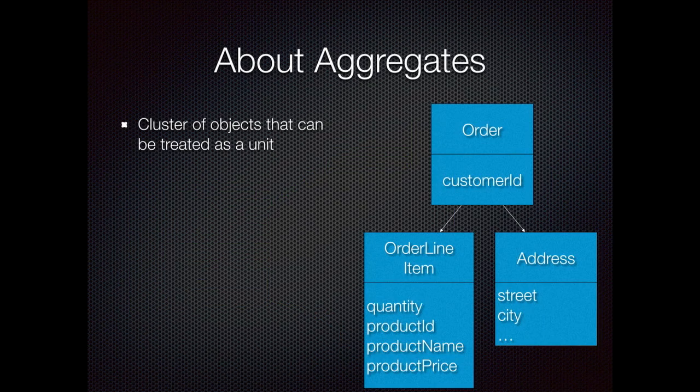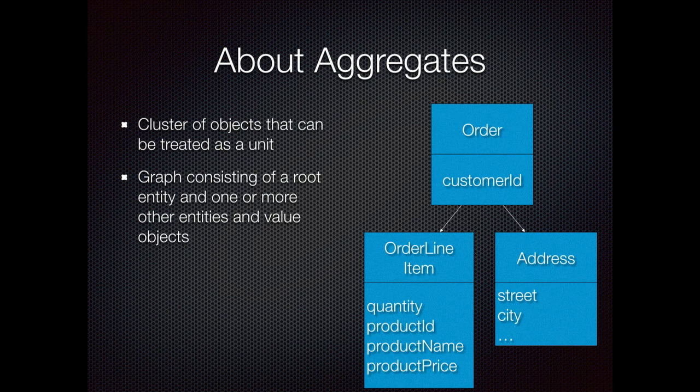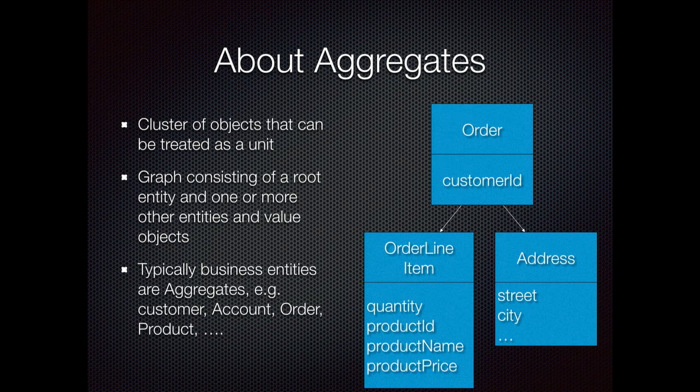And the idea of an aggregate is really simple. I mean, we have in fact been using aggregates since the beginning of time. We just haven't had a label for the concept. An aggregate is a cluster of objects that can be treated as a single unit. It's a graph consisting of a root entity and one or more other entities or value objects. And in fact, most of the business entities from our business domain almost always are aggregates.